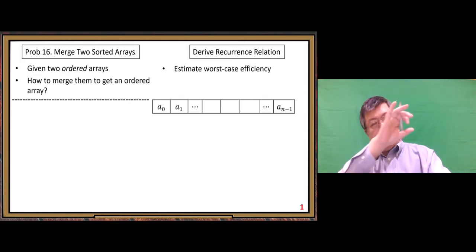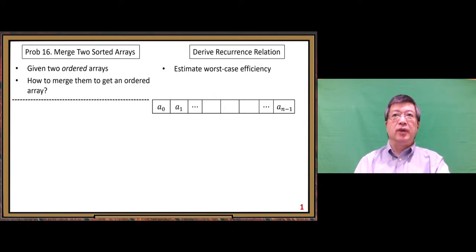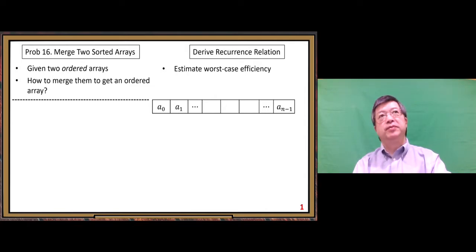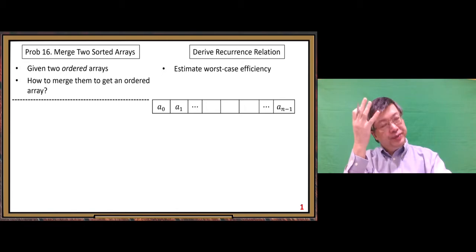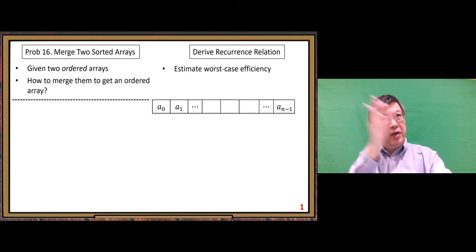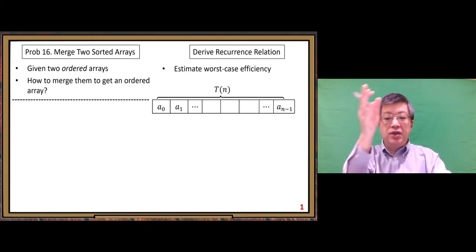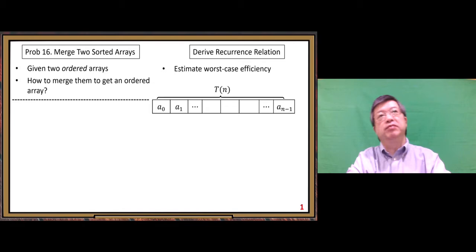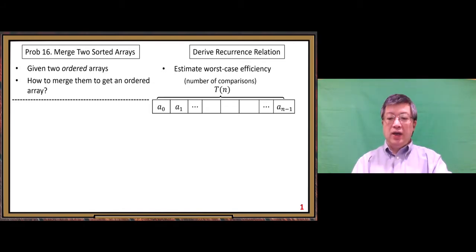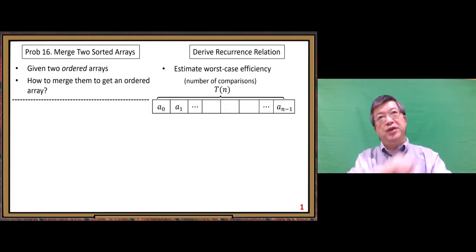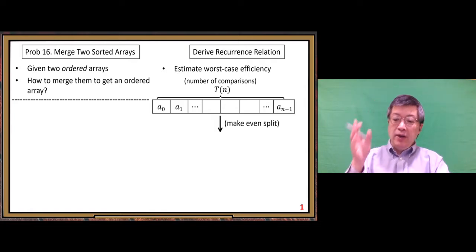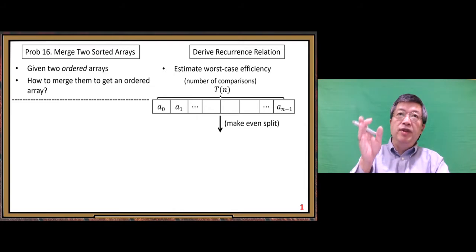So let's draw the original array like this. There are n elements. Then we need to use a function to represent running time complexity. Here we use T of n. The problem size n, T of n. And we can use the number of comparisons here. Then we make even split.